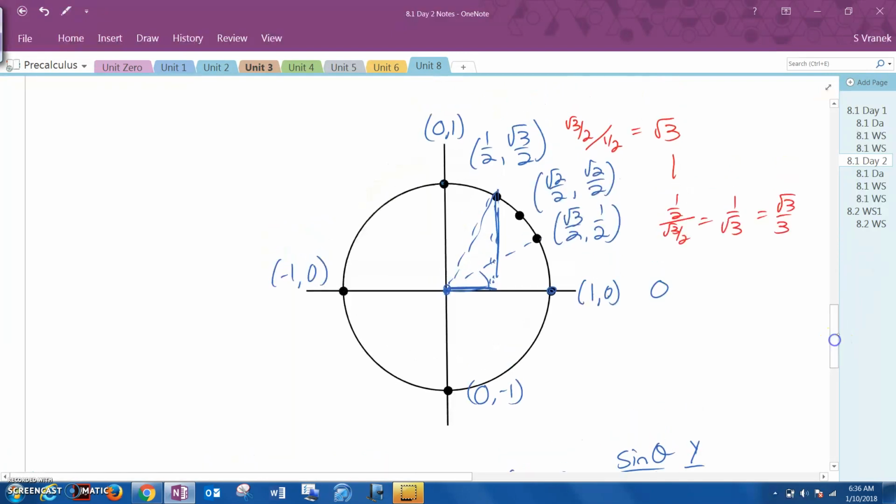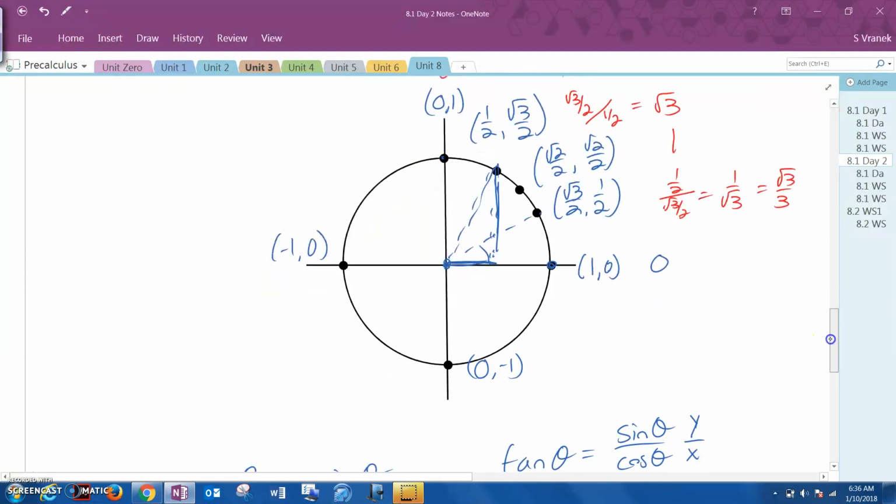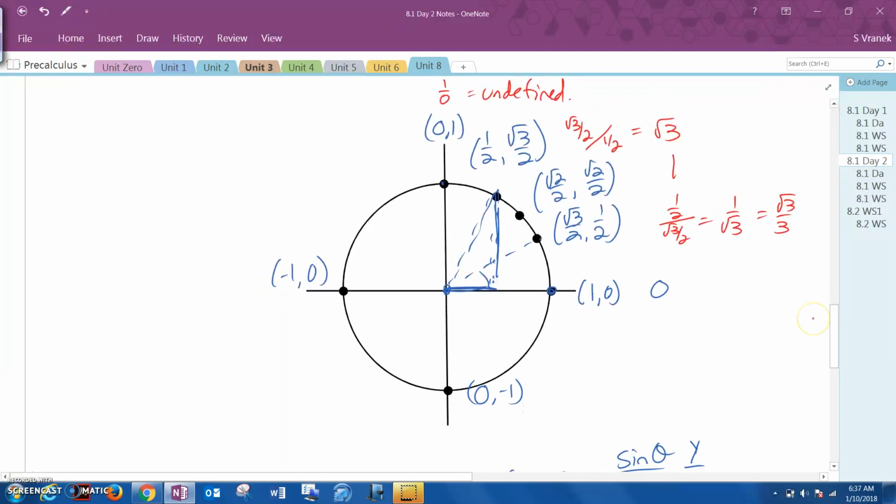And then look what happens at 90 degrees. If you do y over x, whenever you divide by a 0, you get undefined. So that's supposed to help you with tangent, just to have that there. And then it kind of follows suit as you go. And remember where things are positive and negative. X's are positive on the right and negative on the left. Y's are positive up and negative down. Tangents are positive in 1 and 3 and negative in 2 and 4.